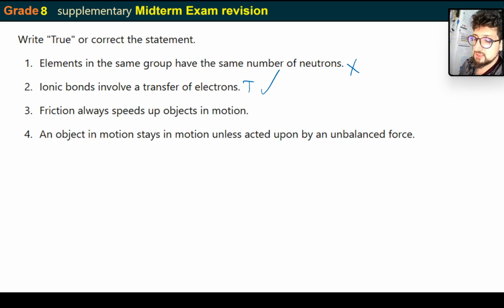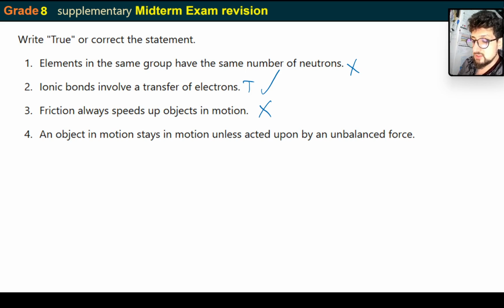Friction always speeds up objects in motion? Absolutely not. It slows them down. Okay, without friction, things would slip and slide and go a lot faster. But sometimes you need friction, and friction, if anything, slows you down. It doesn't speed up the object.